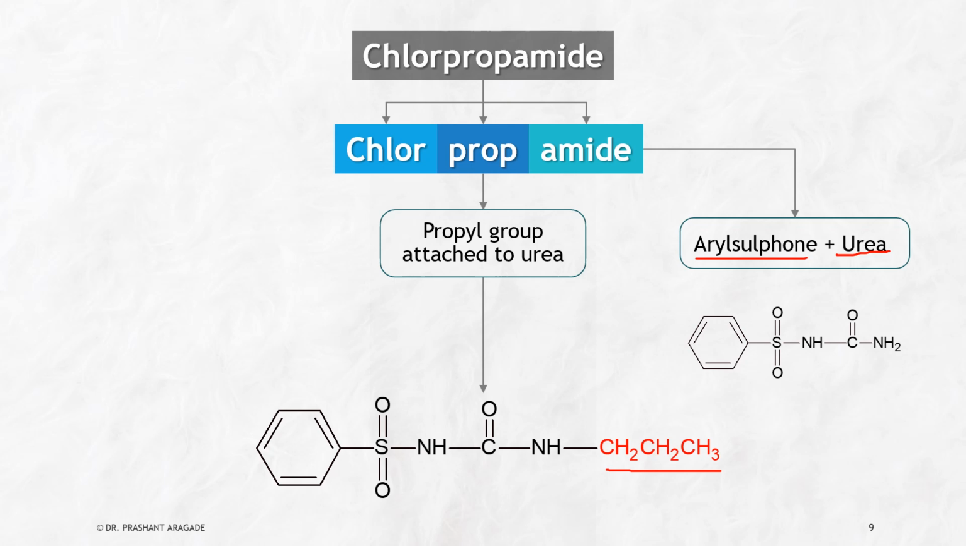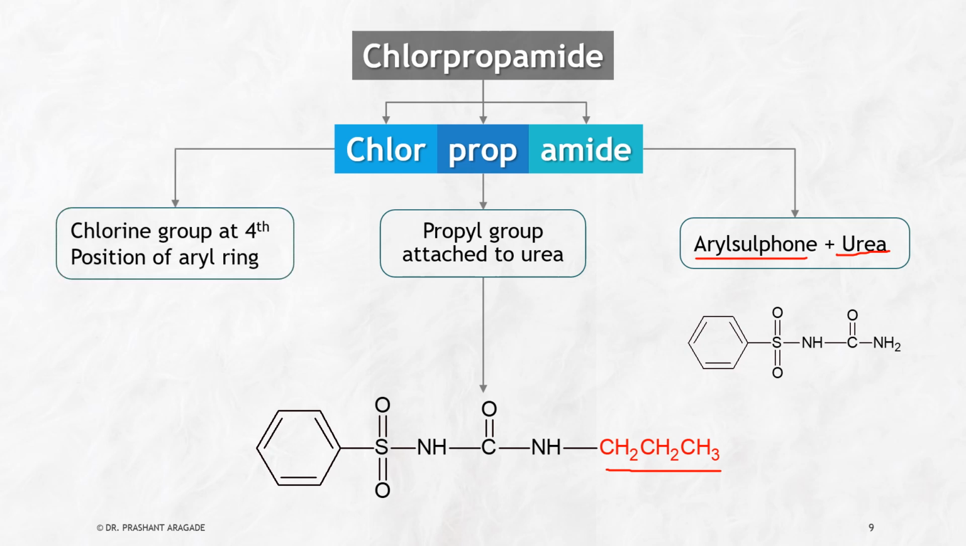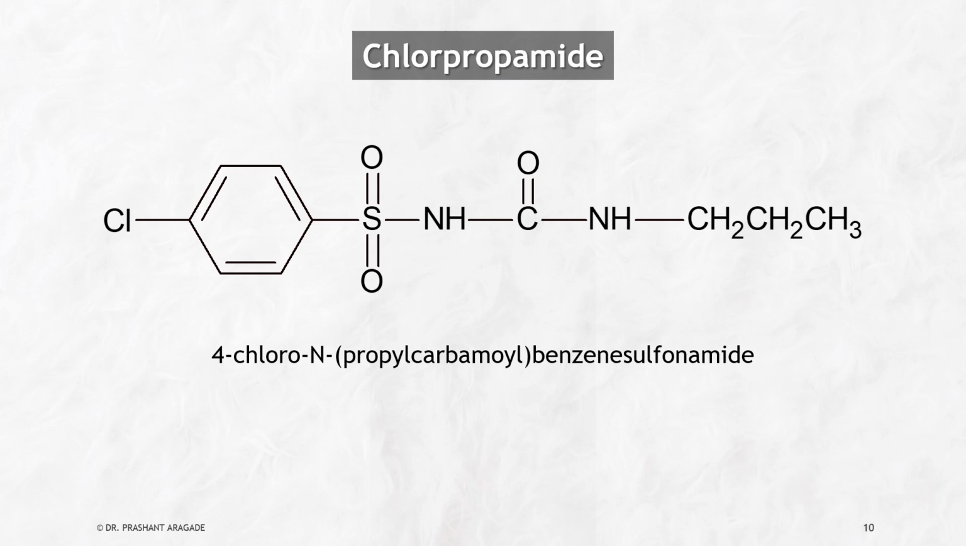Now what is remaining? Chlor. In chemistry, chlor stands for chloro. So a chlorine group is attached at the fourth position of the aryl ring, or you can say the para position of the phenyl ring like this. And here the structure of chlorpropamide is constructed. So it is very easy to remember the structure of chlorpropamide. This is the final structure of chlorpropamide.